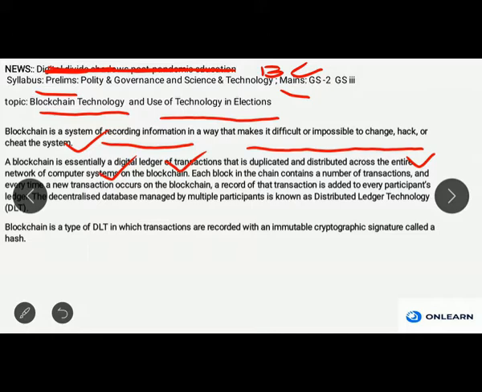Every time a new transaction occurs on the blockchain, a record of that transaction is added to every participant's ledger. That means it is a decentralized database and it is managed by multiple participants. That is why it is known as distributed ledger technology, that is DLT. So blockchain is a type of DLT in which transactions are recorded with an immutable, that is irreversible, cryptographic signature called a hash. That means every basic unit of this distributed ledger technology will have a cryptographic signature called hash.